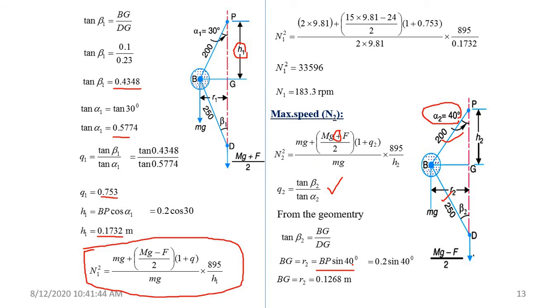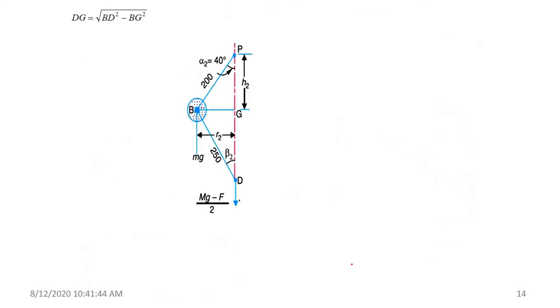0.1268 meter. Again, you can find the BG value. What is the BG? How to find the BG value? BD squared here. BD means hypotenuse squared, 0.25 squared, minus the R2 value, 0.1268 squared. So you can find BG.